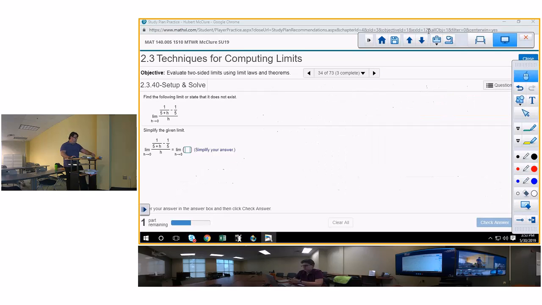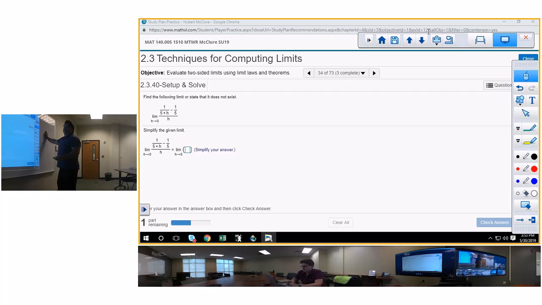Quit? Erase the h. Erase the h on the bottom. Is that what you do? Get a common denominator on the top, and then divide by a fraction, which you multiply by the reciprocal.